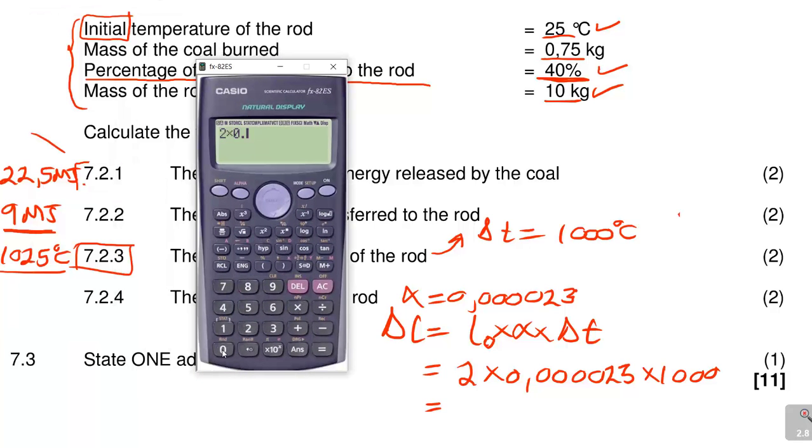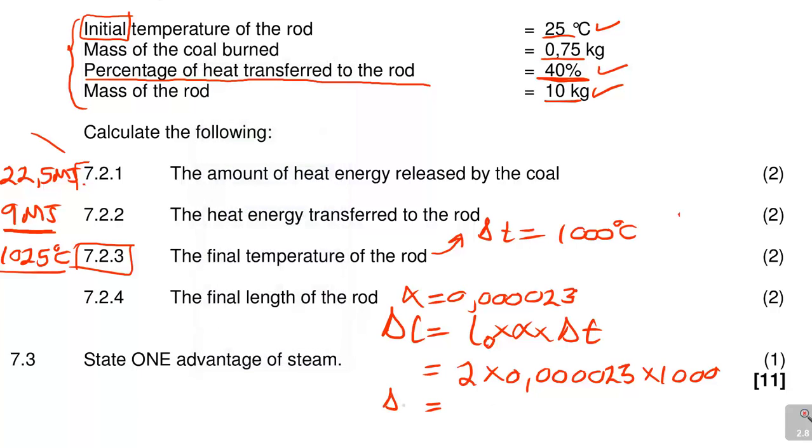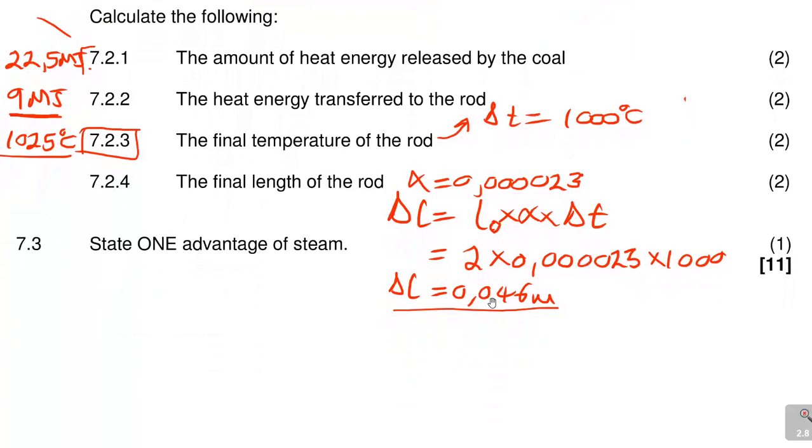it will be 2 times 0.123423, that's 4, times 1000. If you say equal to, you can see that I'm getting 0.046. So change in length is equal to 0.046. This is in meters. I'm dealing with meters. Now the question said find the final length.